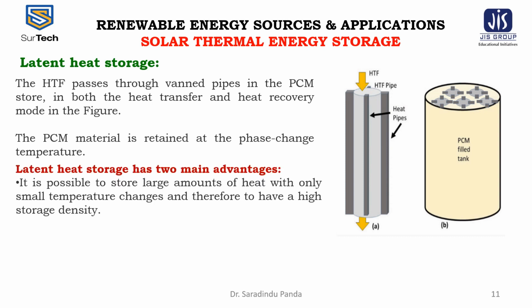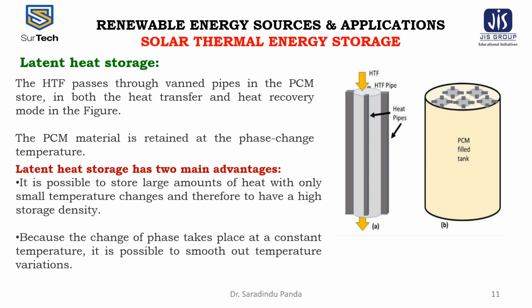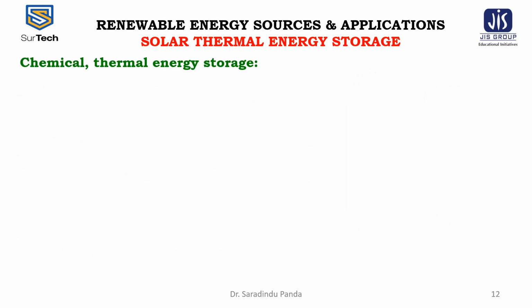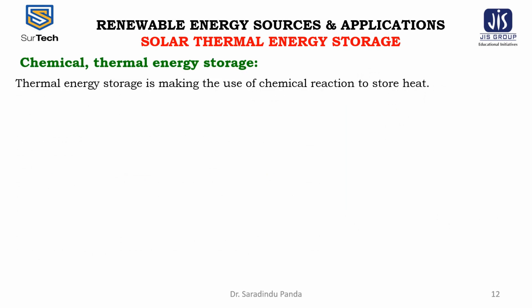Now the latent heat storage has two main advantages. One is it is possible to store large amounts of heat with only small temperature changes, and therefore to have a high storage density. Because the change of phase takes place at a constant temperature, it is possible to smooth out the temperature variations. Now come to the third type of storage system, that is chemical thermal energy storage.